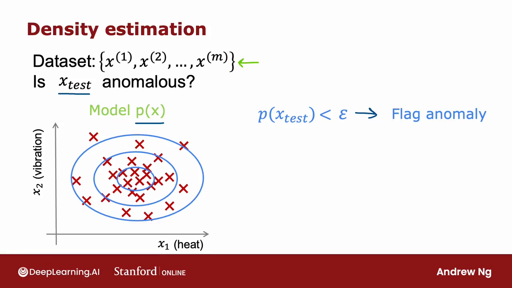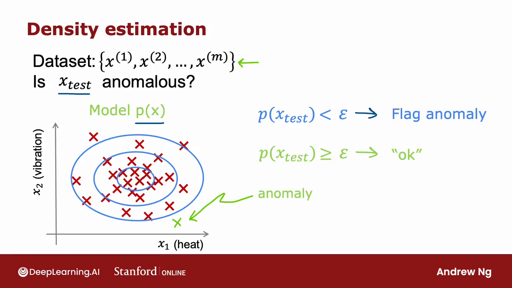So, for example, if X test was all the way down here, the probability of an example landing all the way out here is actually quite low. And so hopefully P of X test for this value of X test would be less than epsilon, and so we would flag this as an anomaly. Whereas in contrast, if P of X test is greater than or equal to epsilon, then we will say that it looks okay. This doesn't look like an anomaly.